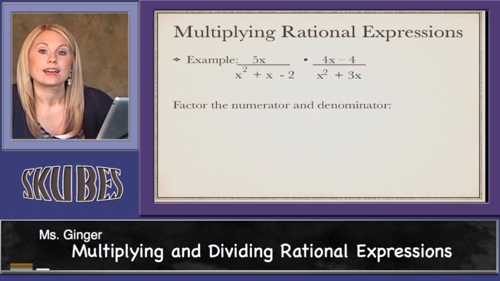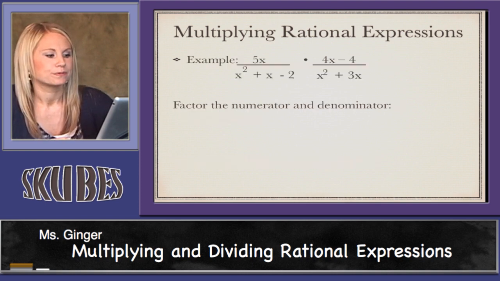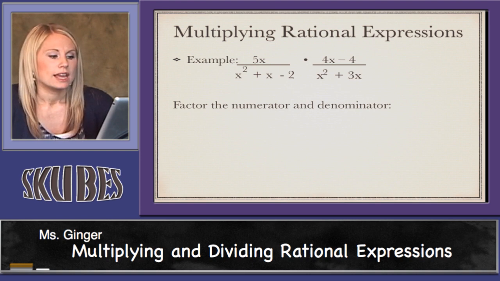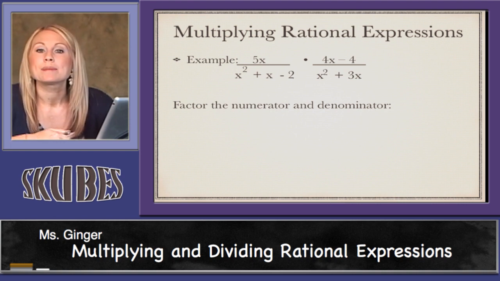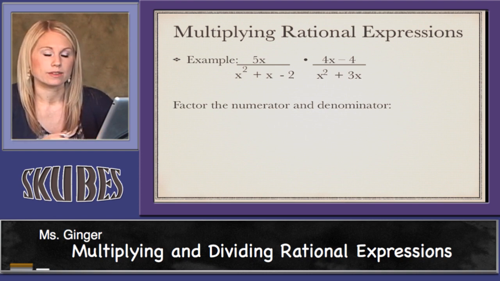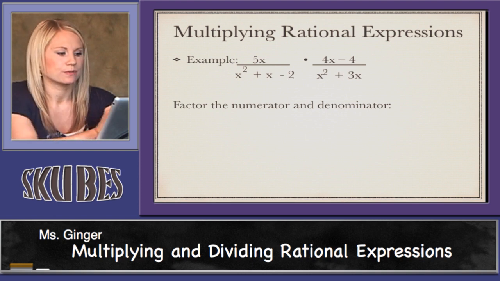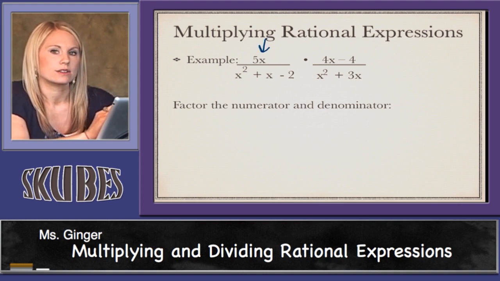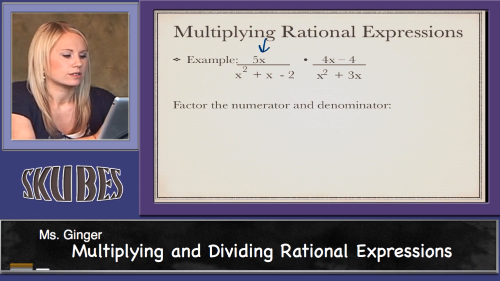So let's take a look at an example of multiplication. So remember, our first step is to scan through and see if there's anything that can cancel. In this form here, I don't see any, but if I factor out any common things from each expression, then I may see some things at that point that can cancel. So let's do that first. So factoring the numerators and denominators. On the left numerator, there's nothing that I can do there. It's just a 5x, so I'll leave it.